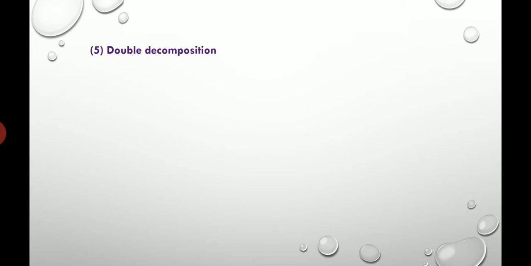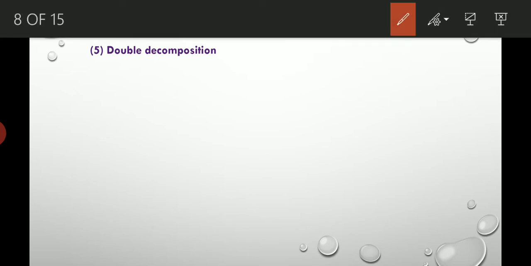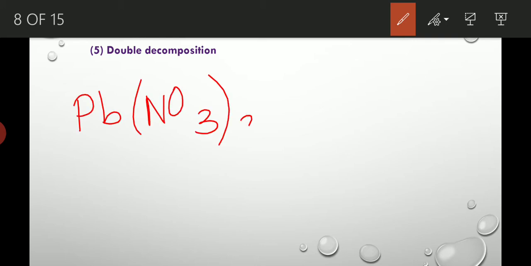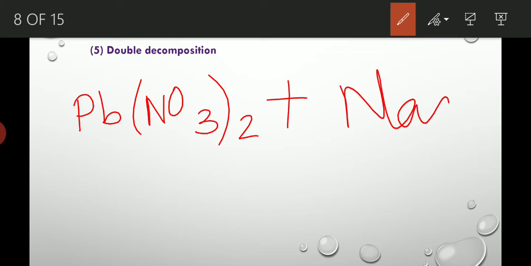Now the next method is double decomposition. In this double decomposition method, what happens? Here, two solutions of soluble salts are reacted to give rise to another soluble salt and an insoluble salt. Let's take one example and then I will explain. Let's take lead nitrate. Lead nitrate is a soluble salt. We will take a solution of lead nitrate and a solution of another soluble salt like NaCl.